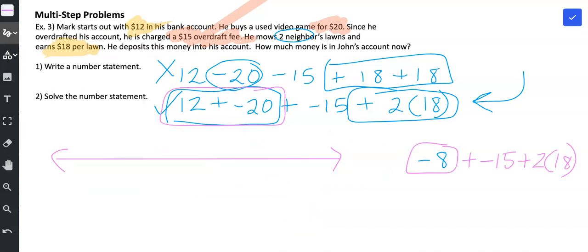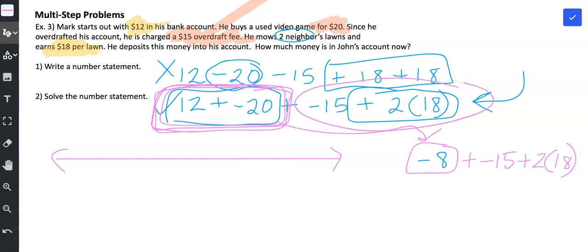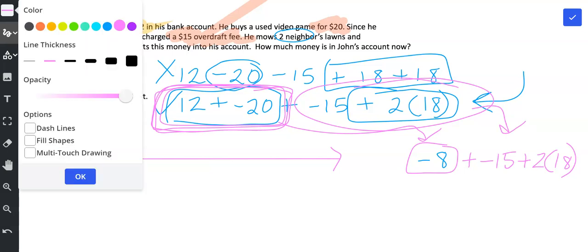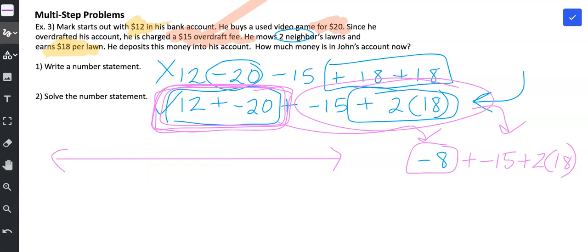And then I am writing the rest of the problem. Now, if you can't tell, I just paused it for a second and I showed that this part right here, the 12 plus -20, became -8, and then I rewrote the rest of the problem down here. And I took the time to erase so you wouldn't have to watch me doing that. So now I'm taking -8 and I'm adding a -15.